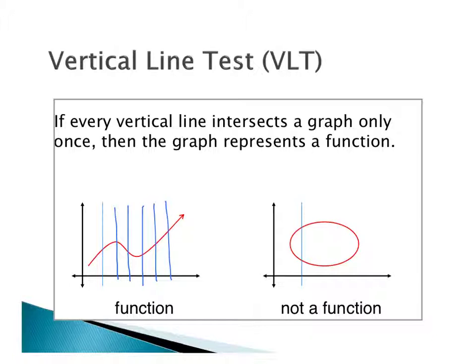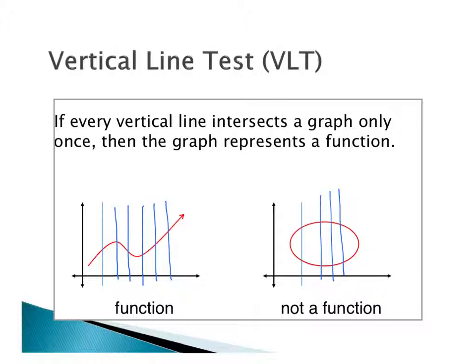Now let's take a look at the one on the right here. Well, the one we drew passes through it twice. So at any point, if it passes through it twice, I know that it's not a function. If I draw a line here, it passes through twice, or here twice, here twice. It doesn't matter. Wherever I draw that line, if it passes through twice, then it's not a function.